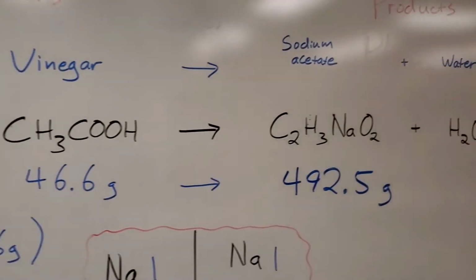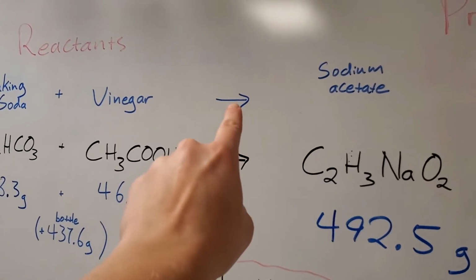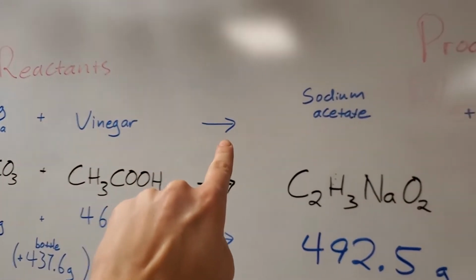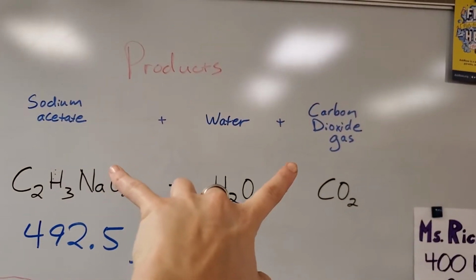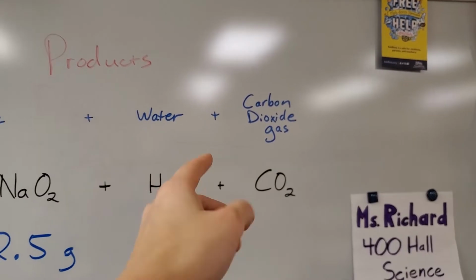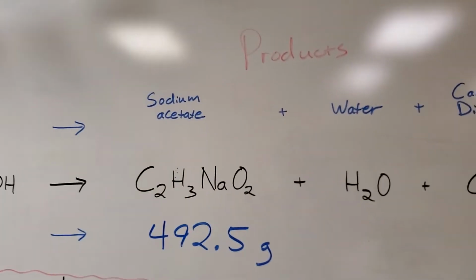Now when we go through to the other side, that arrow means that a reaction has happened. So you put those two things together, a reaction happens, and then you get these things. So we've talked about how we get carbon dioxide gas. That's what the bubbles are. We also get some water, and we also get this stuff called sodium acetate.